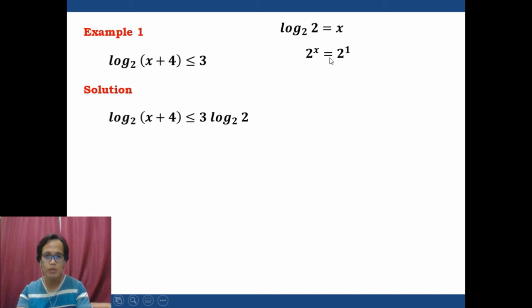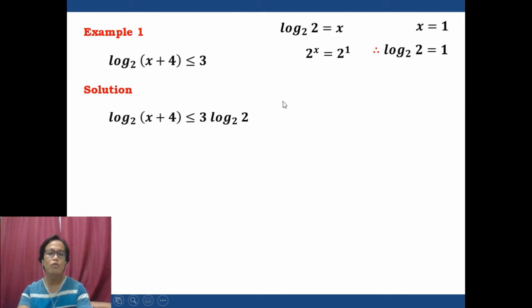Since we have the base 2 on both sides, which are equal, we can equate the exponents: x equals 1. Therefore, to conclude, log of 2 base 2 is equal to 1. So log of 2 base 2 equals 1 means that when we multiply 2 times 1, we did not change the value of the right side of the inequality. It is just equal to 1.